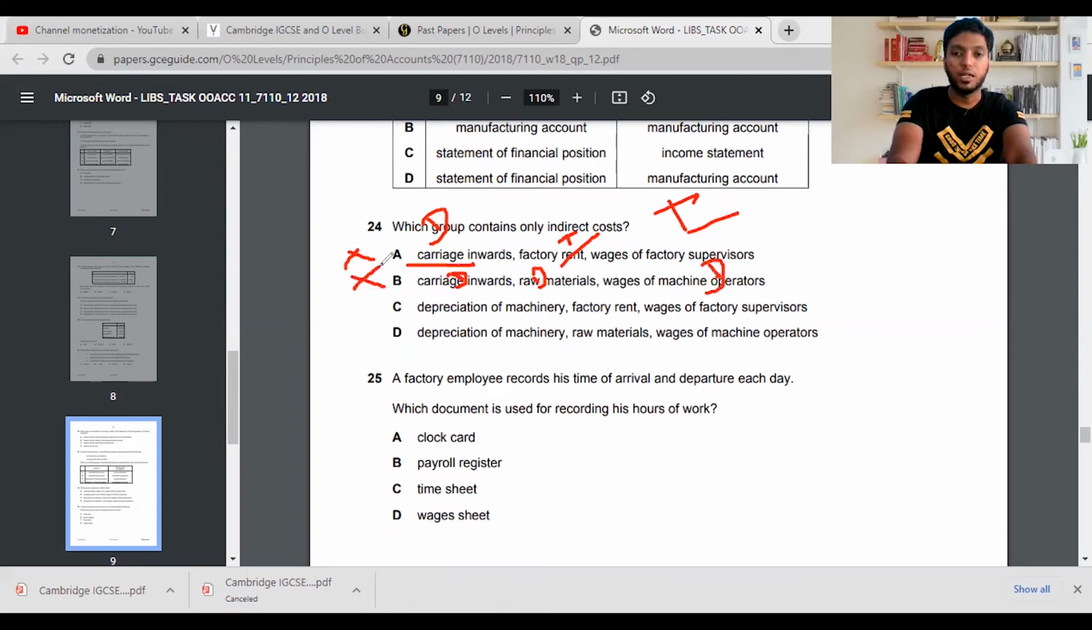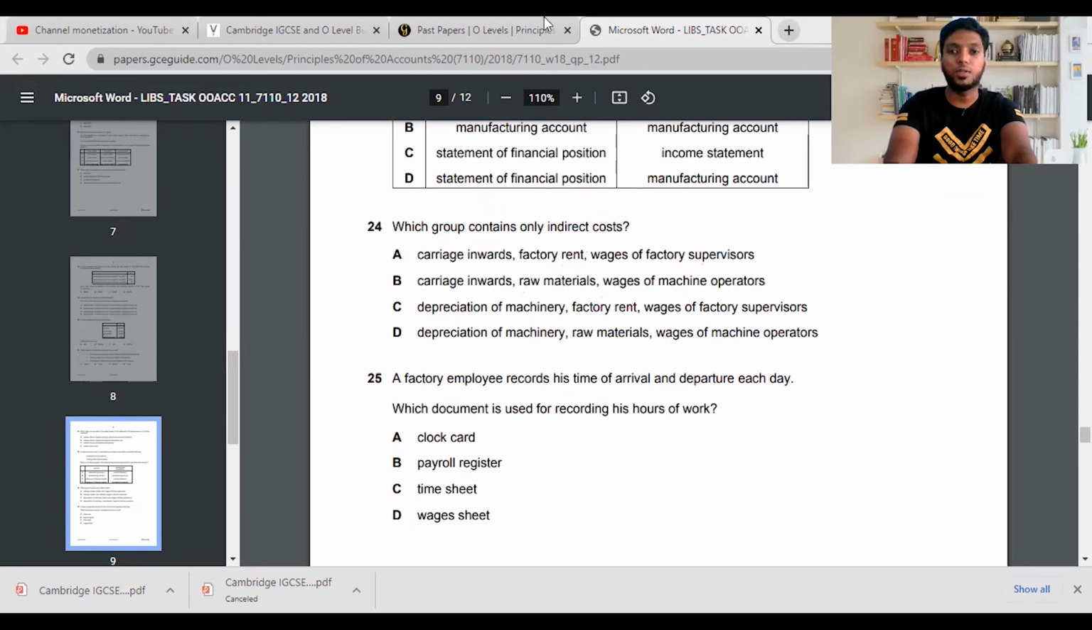So it's wrong. Depreciation of machine is indirect. Factory rent is an indirect expense. Wages of factory supervisors: factory supervisors are not dealing with the machine, so this is indirect. Answer is C. Here also you can see raw material is a direct expense, so we will not take D as an answer. Depreciation of machinery is indirect, wages of machine operators is direct, so here you get direct and indirect. So answer is going to be C because all three are indirect: depreciation of machinery, factory rent, and wages of factory supervisors.